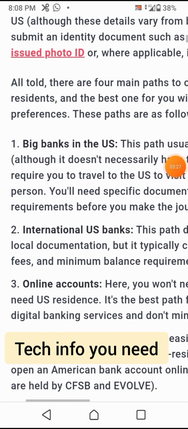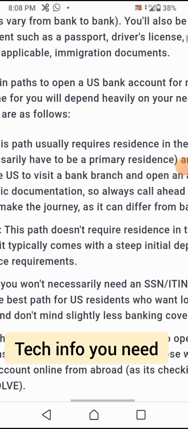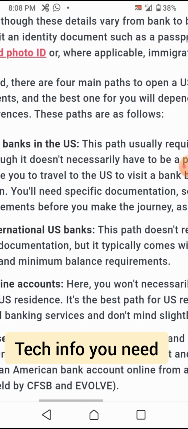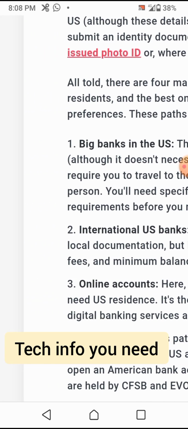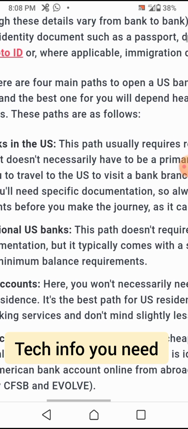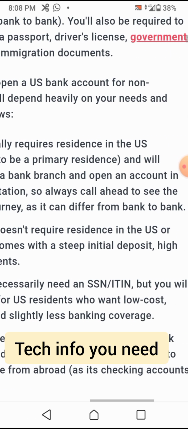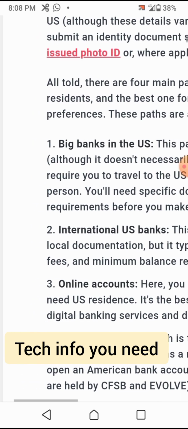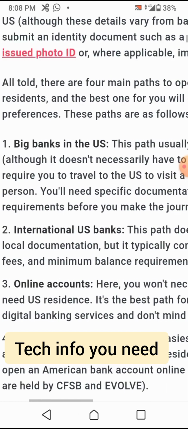Number two, international US banks. This path does not require residency in the USA or local documentation, but it typically comes with a steep initial deposit, cash fees, and minimum balance requirements.